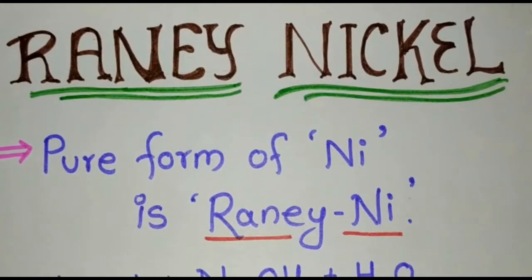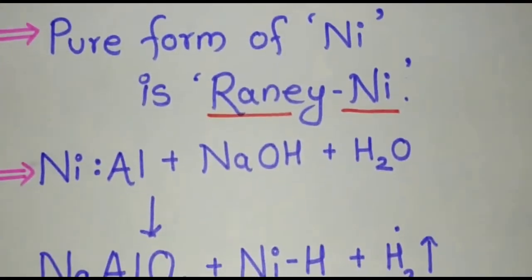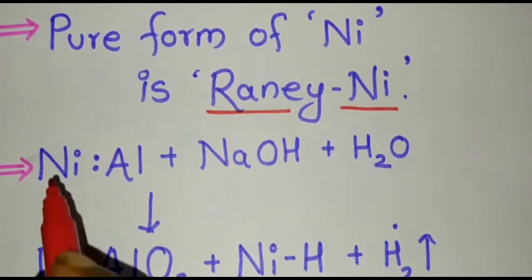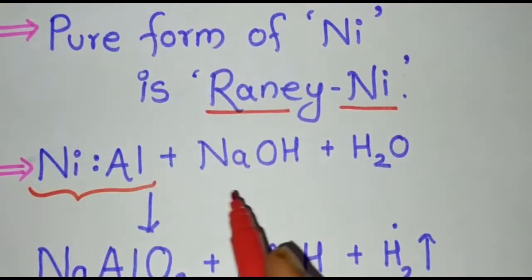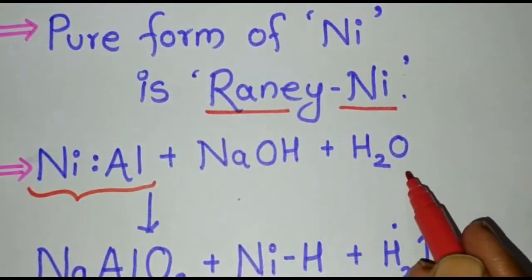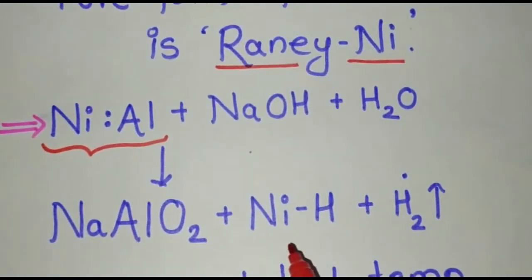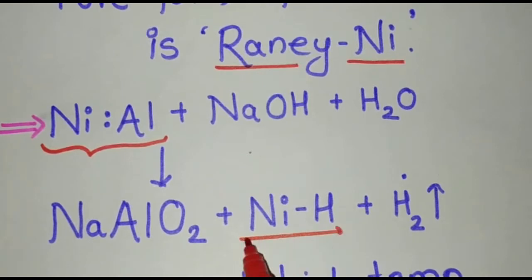Now we will see the preparation of the Raney nickel. It is prepared by addition of sodium hydroxide to a nickel aluminum alloy. Remember that it is the addition of sodium hydroxide to the nickel aluminum alloy. This is the alloy, sodium hydroxide, and this is the water. Okay. Here you can see that this is our Raney nickel.